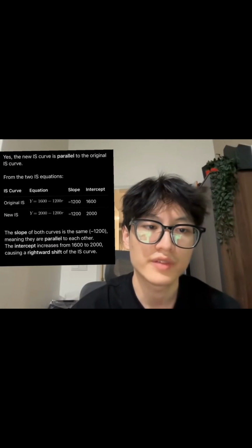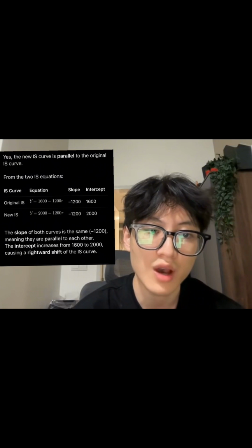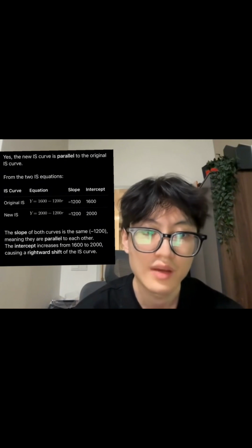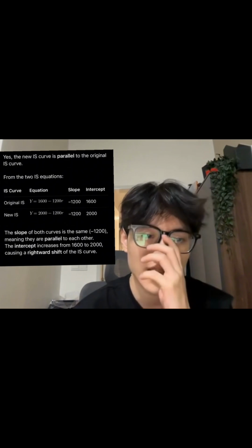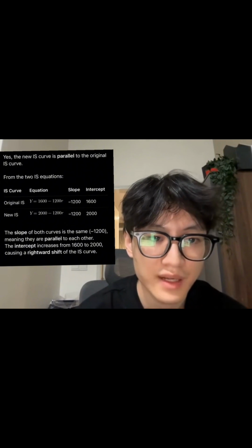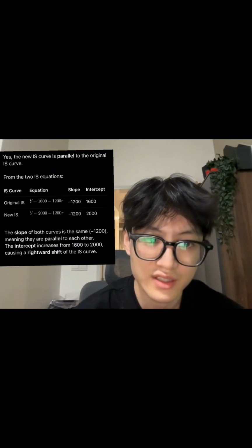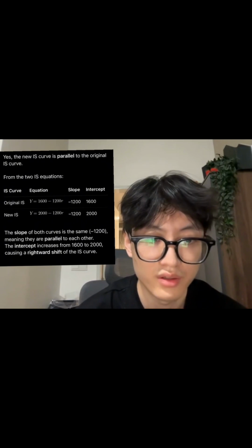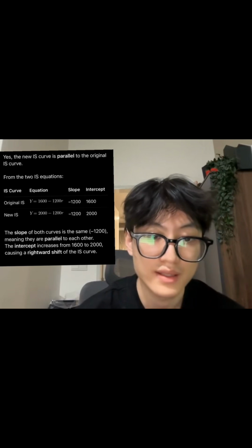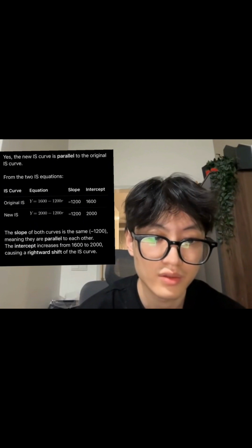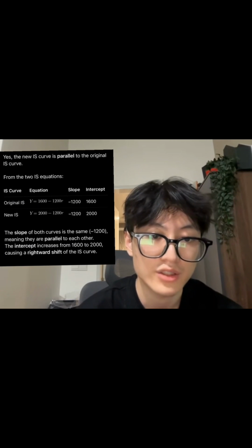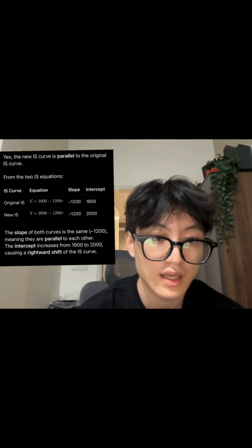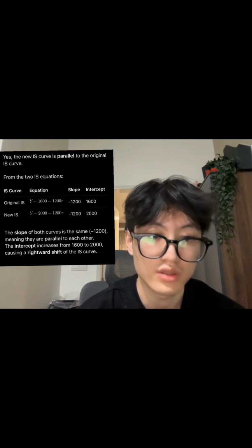Okay, so moving to part G. Yes, the new IS curve is parallel to the original IS curve because the slope does not change. The change in government spending only affects the intercept, not the sensitivity of investment or the marginal propensity to consume. So in short, government spending shifts the IS curve rightward, but it remains parallel to the original curve.